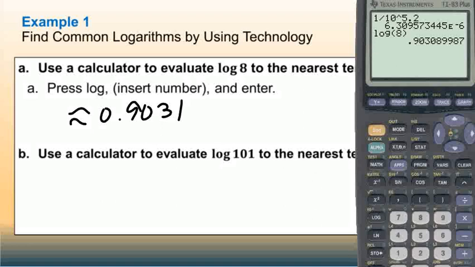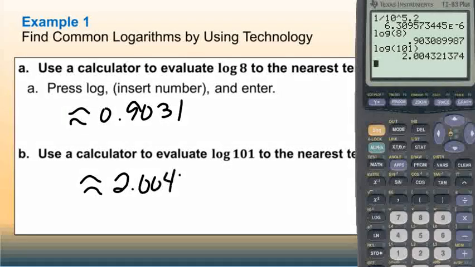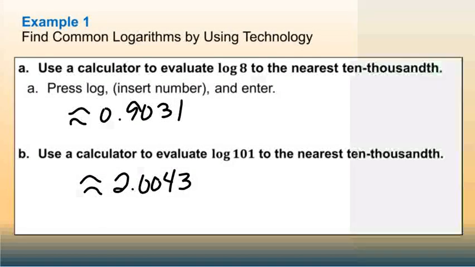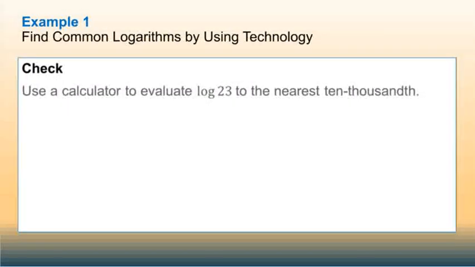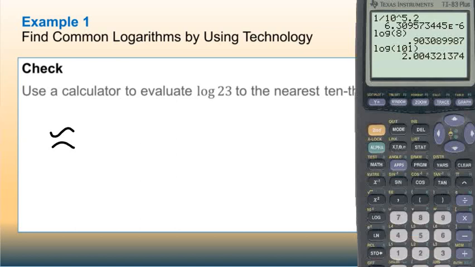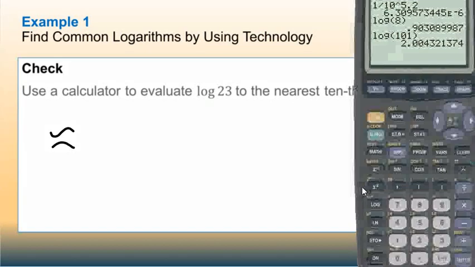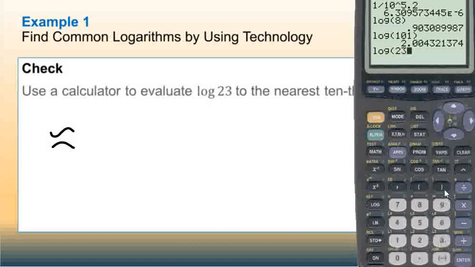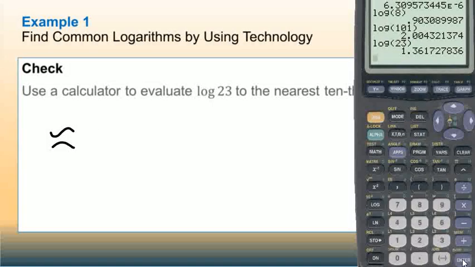Letter B, we need to do log of 100.1, so 100.1. To the nearest 10,000th, this would give us roughly 2.0043. Now this next one, use a calculator to evaluate log 23 to the nearest 10,000th. So this would be roughly log of 23 gives us 1.3617.